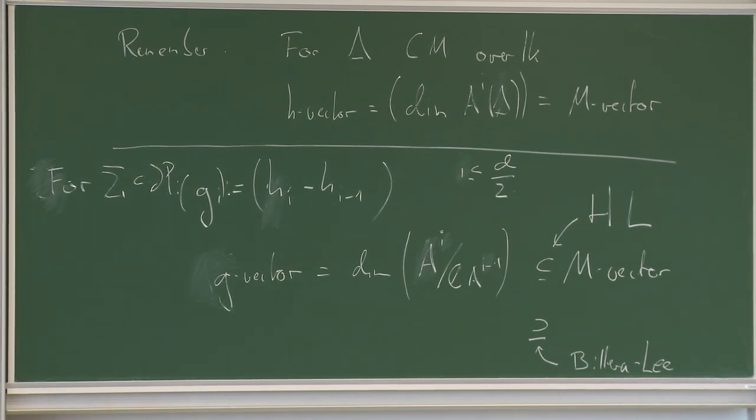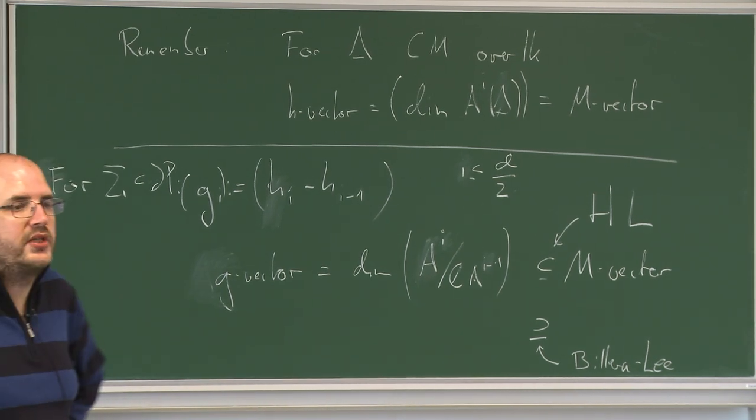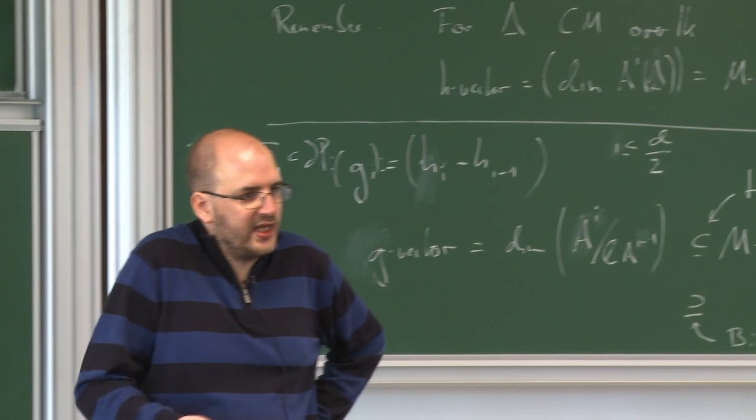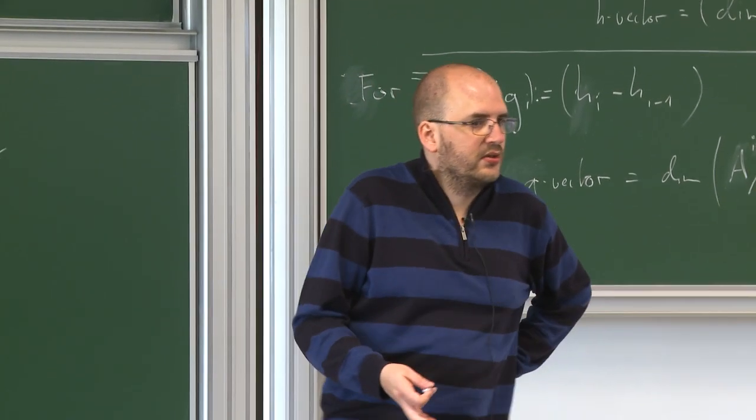So can you detect the dimension of the polytope from the H-vector? Yes, it's just the degree of the fundamental class, in the Gorenstein case. With polytopes, we always have a sphere.